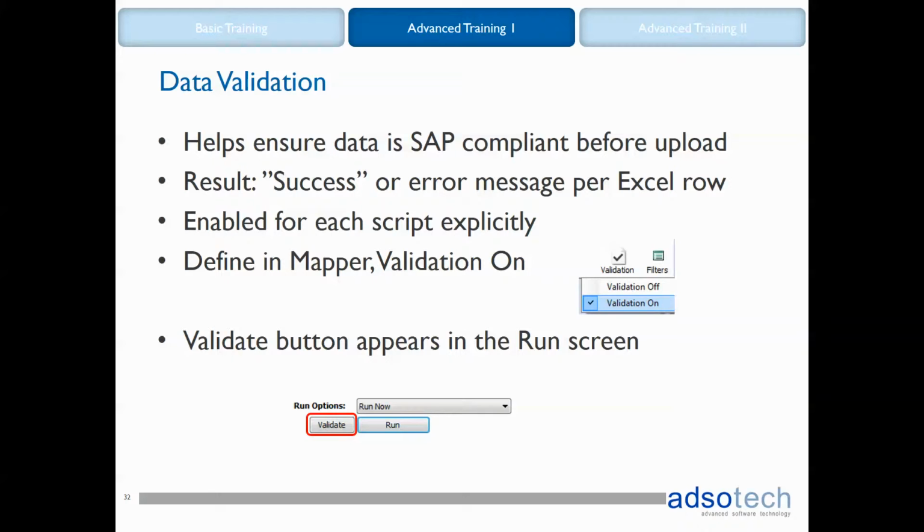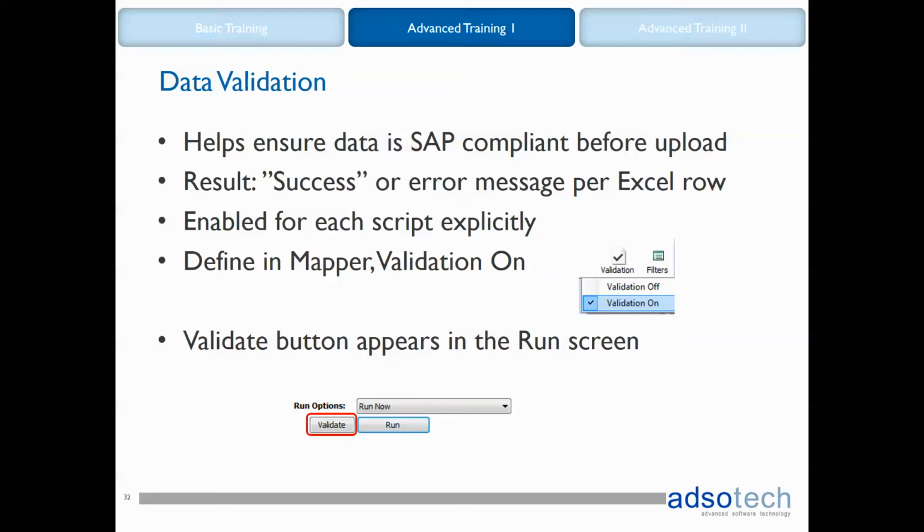Now this is completely different from the backup option, for instance. If we have the backup option on for a specific script, then whenever we run that script, a backup is taken. There's no option of turning off the backup for this specific run. It's always on and the backup is always going to be taken. With the validation, we actually get a separate button.